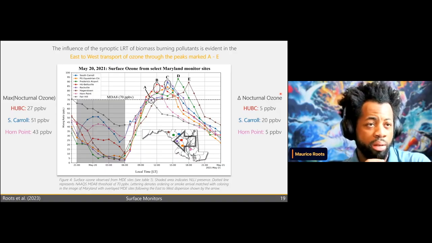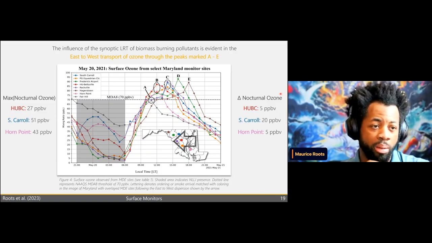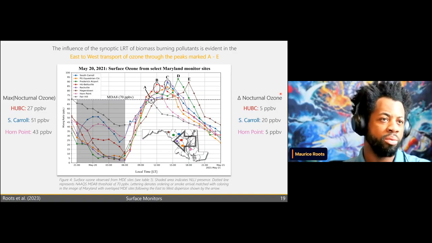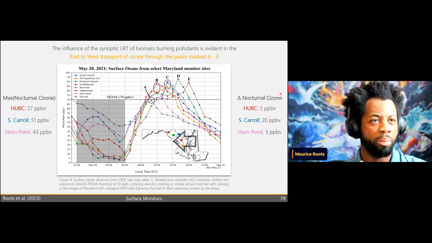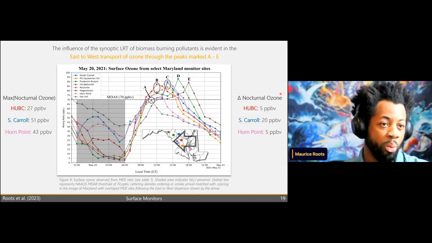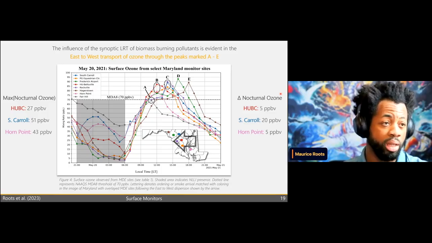And so then we see later in the day, during the convective part of the day, this 90 ppb block of ozone moving from A to E, that's from east to west across the whole state. And so that's extremely interesting.